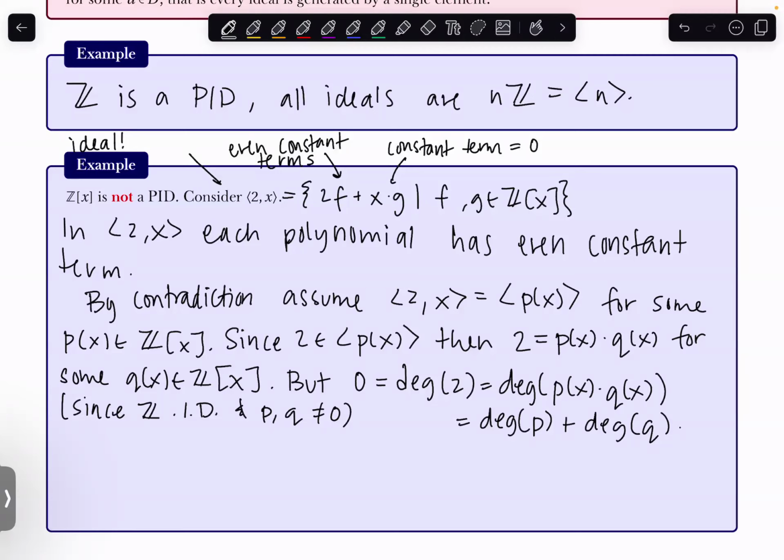This doesn't leave us with many options. If I know that the sum of these non-negative numbers gives me back 0, then both pieces have to be 0. Right? That's the only way I can add up non-negative numbers to get 0 back out. So that's really telling me that the degree of P has to be 0.